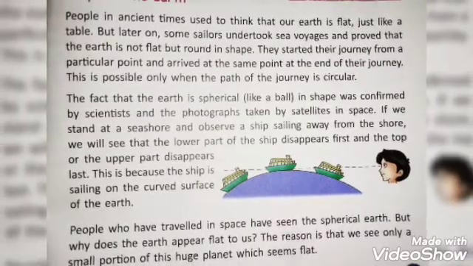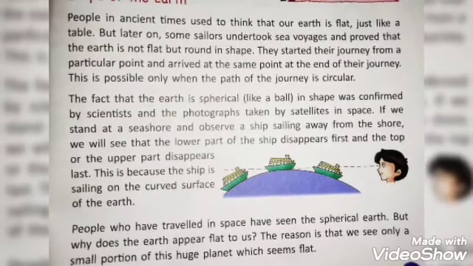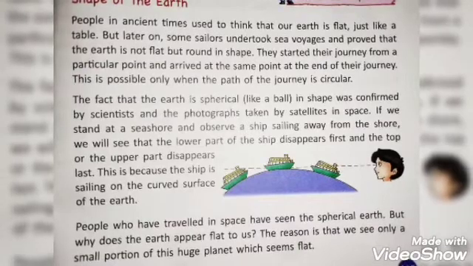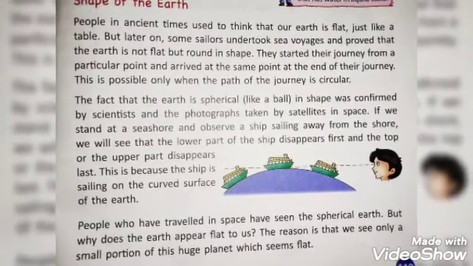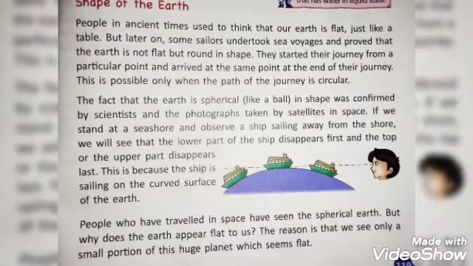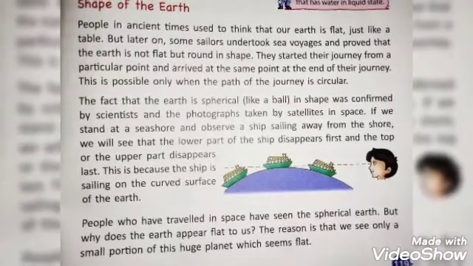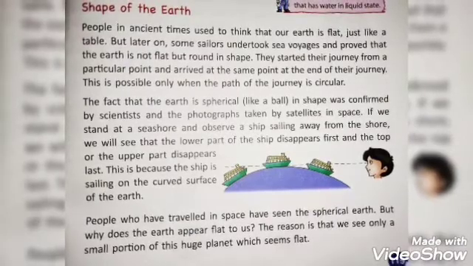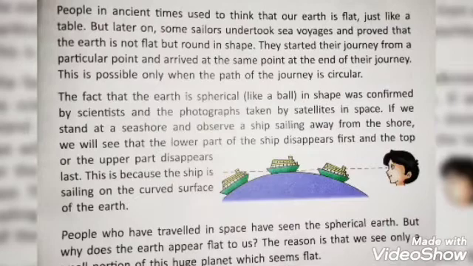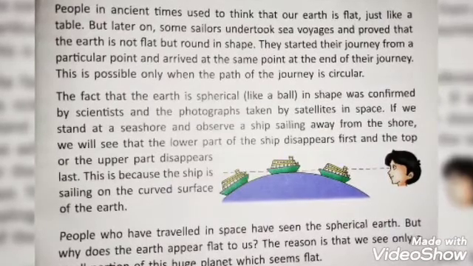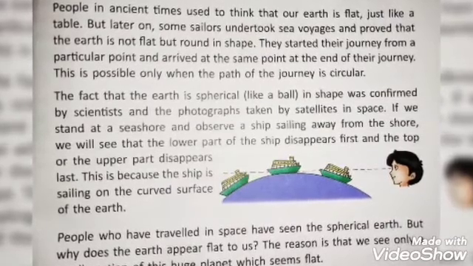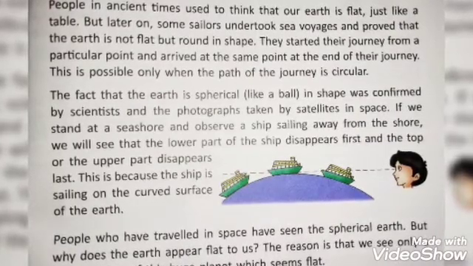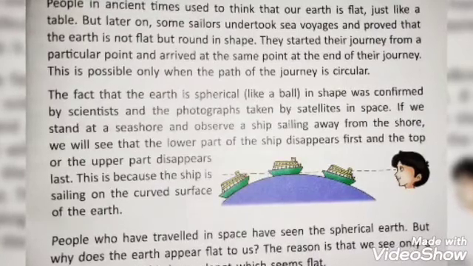So they concluded that when we reach a particular point from where we started, then the shape of the journey is considered to be circular. So the shape of the earth is circular. The fact that the earth is spherical in shape, spherical meaning circular or like a ball, was confirmed by scientists and the photographs taken by satellites in space.